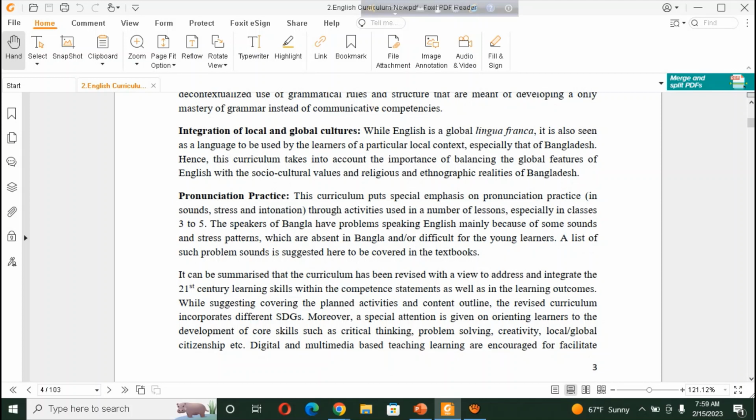Then pronunciation practice. We emphasize pronunciation practice in specific sounds, stress, and intonation through activities used in a number of lessons, especially in classes 3 to 5. Here pronunciation practice is very important. These are the main features of our new English curriculum. A list of such problem sounds is suggested here to be covered in the textbook.